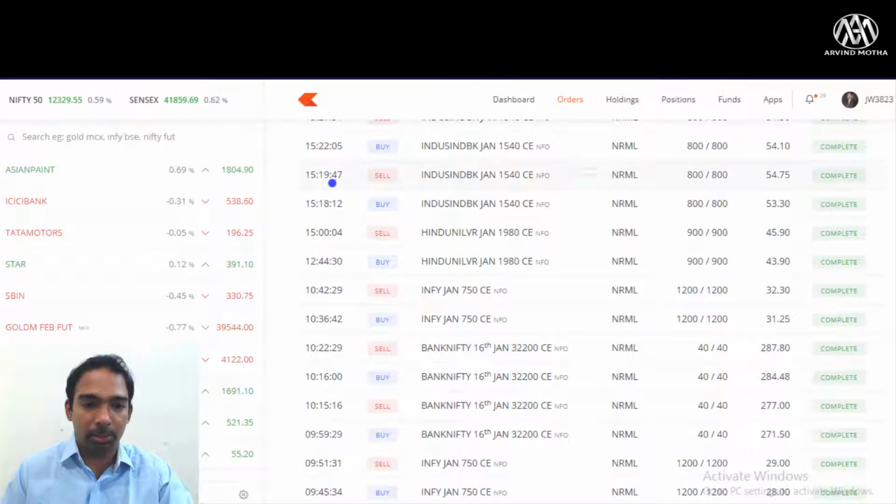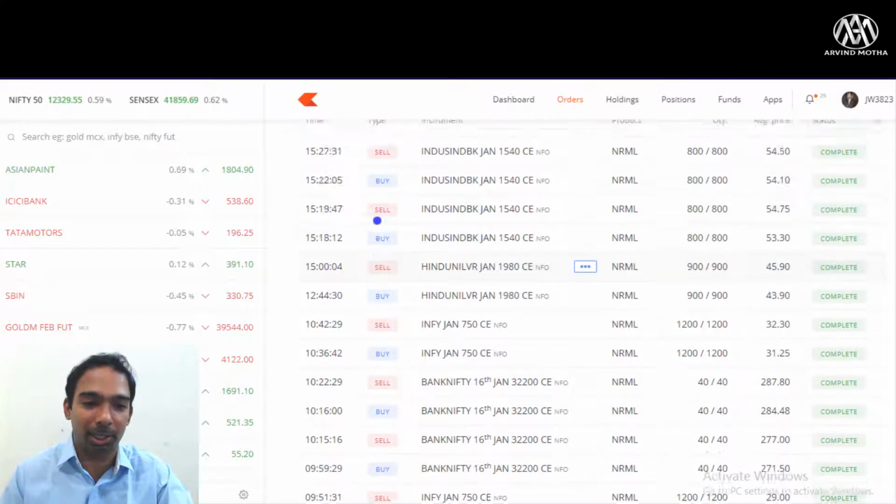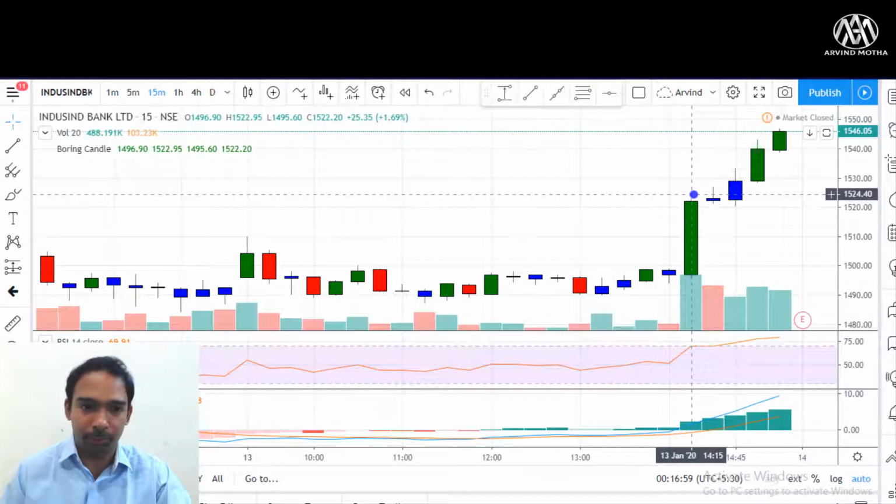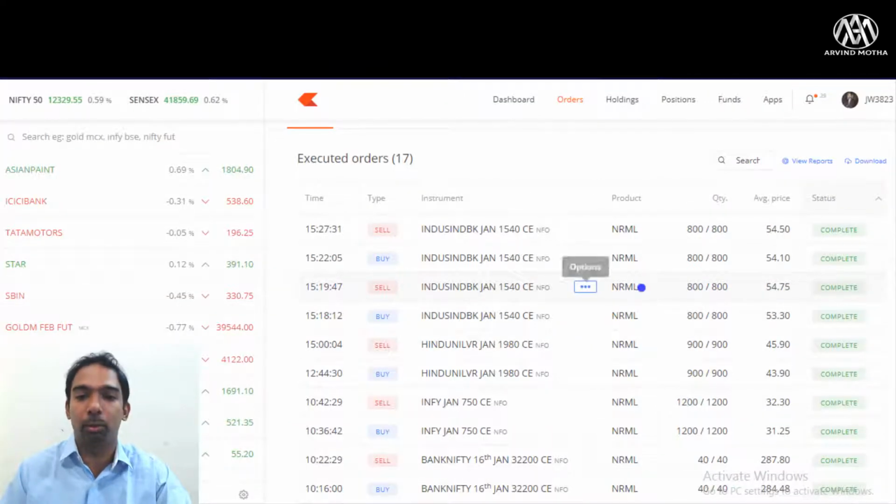So I entered the trade somewhere at 3 o'clock. This is IndusInd Bank. So I take the 1540 strike price at 318 towards the end of the market hours. Okay, so I enter it here. In fact, all my orders are in NRML mode. I don't take MIS orders because worst case I can still carry forward to the next day.